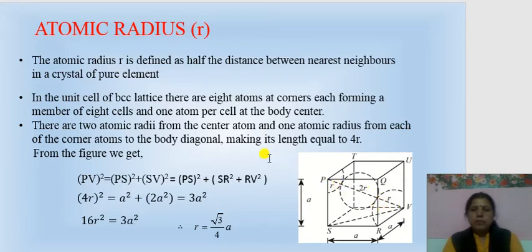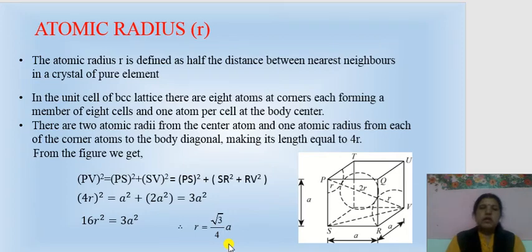From the figure, PV square is equal to PS square plus SV square. Here PS square plus again this SV square is equal to SR square plus RV square. Means PV square, that is 2R plus R plus R, 4R square, is equal to A square plus A square plus A square, that is equal to 3A square. So 16R square is equal to 3A square, hence R is equal to root 3 A by 4. That is the atomic radius of the BCC lattice.